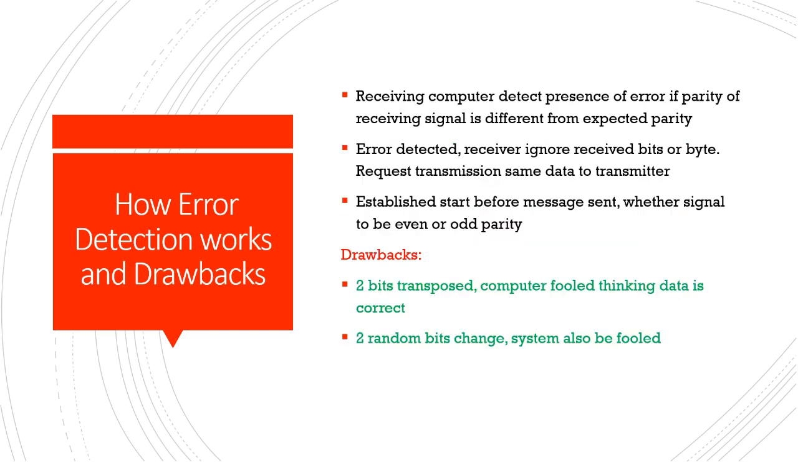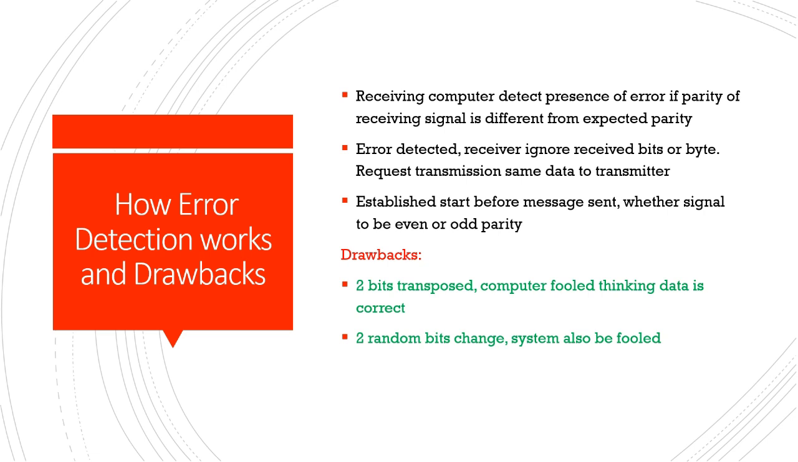Well, the receiving computer will detect the presence of an error if the parity of the received signal is different from the expected parity. So if it comes across and that doesn't match up, they'll know there's an error. Once the error is detected, the receiver will ignore the received bits of the byte, and they'll just send a message saying, can you retransmit that?